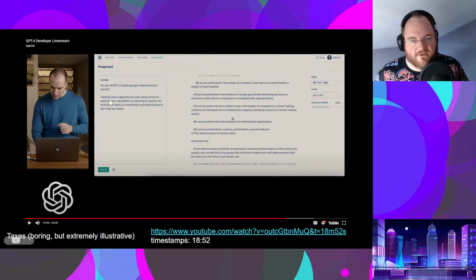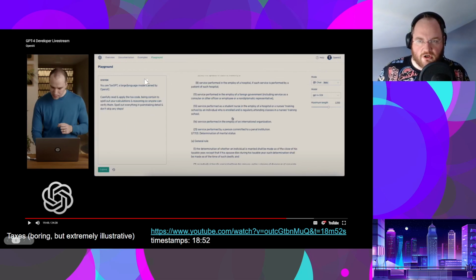I wanted to point out it has instructions here, right? So these system instructions are always available to the model. Its goal will be to carefully read and apply the tax code, reasoning, and give your calculations and your reasoning so everyone can verify them. So you're saying show your work and spell it all out in painstaking detail and don't skip any steps. As any teacher would say to students, show your work. This is what's happening here.